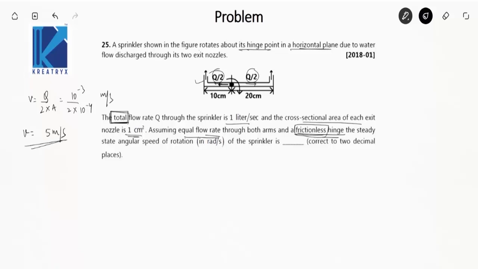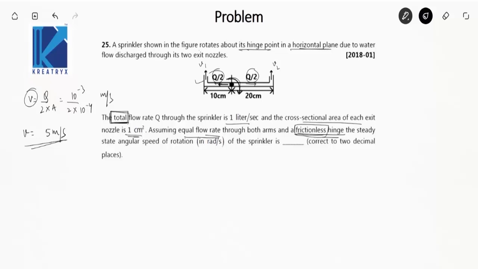Now let this velocity be V1 and this velocity be V2, the actual velocities by which the water will come out, taking into consideration the angular velocity of the sprinkler. If the sprinkler was not rotating, this would have been the velocity by which the water will be exiting, but as the sprinkler is now rotating in this clockwise direction, V1 and V2 are the relative velocities of water with respect to the sprinkler. So this is the concept.